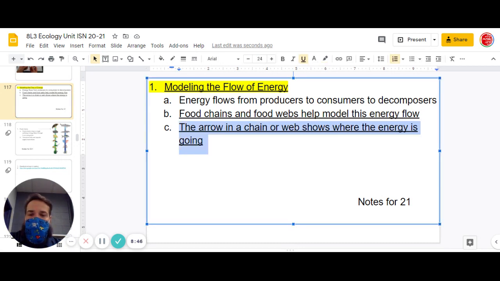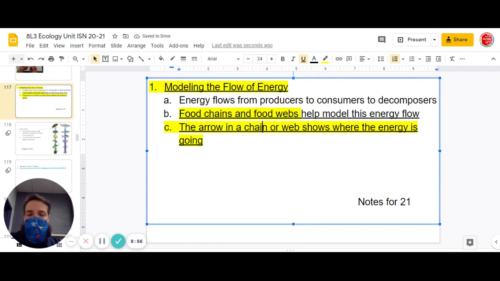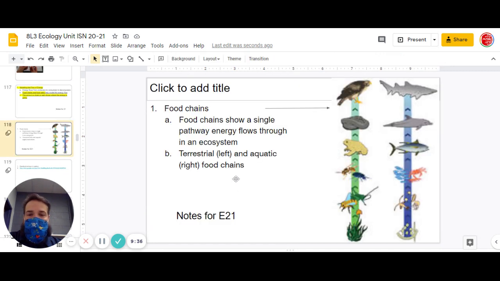And one important thing, I would write down that we model the flow of energy with food chains and food webs. And then the arrow, this is very, very important. The arrow in a food chain or a food web always points from the thing being eaten to the thing that is eating the first thing. So it always points towards the consumer. So if it's grass and a rabbit, it's going to point from the grass to the rabbit. If it's a rabbit and a fox, it's going to point from the rabbit to the fox. We'll look at some examples.